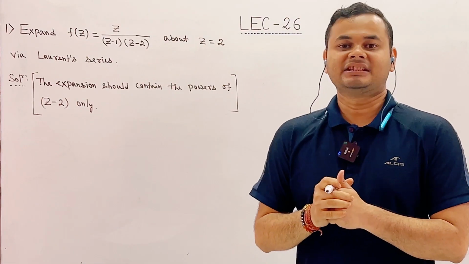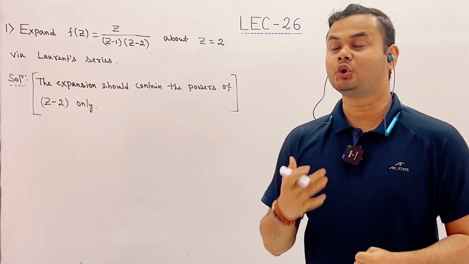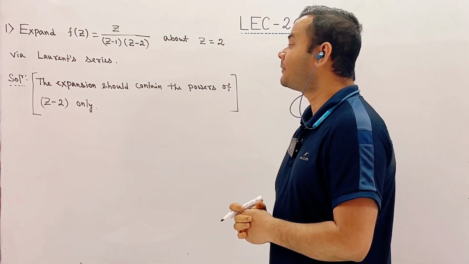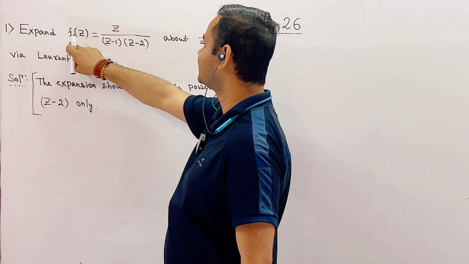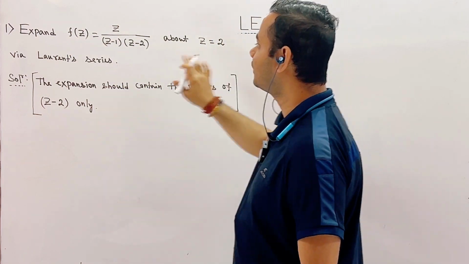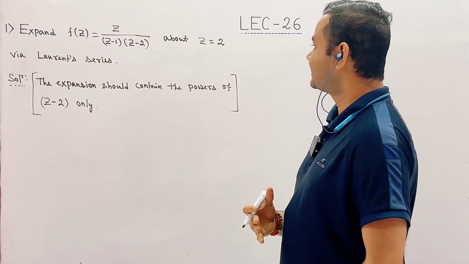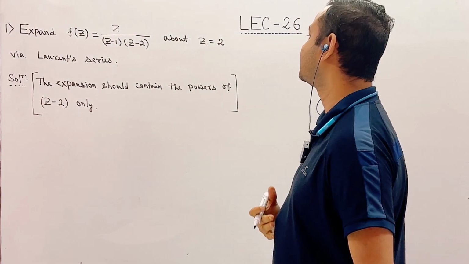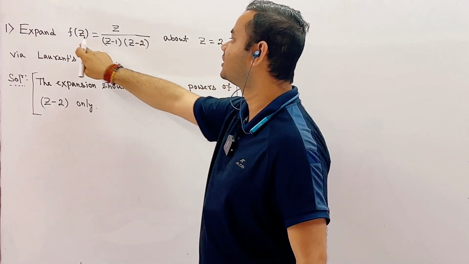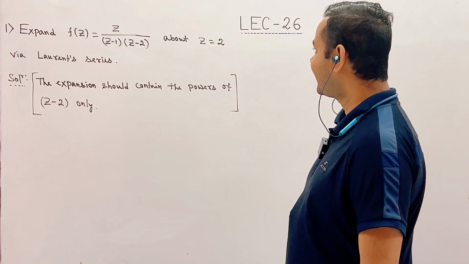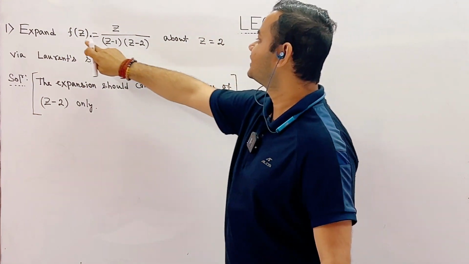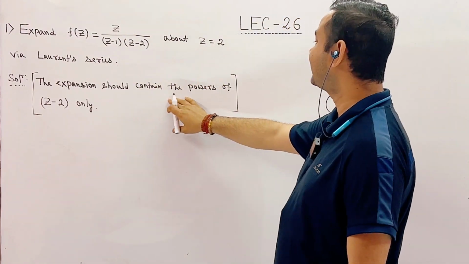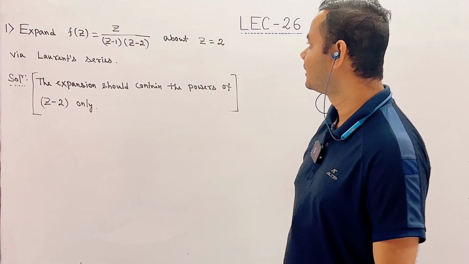Okay? Now, let us solve 2 numerical problems to understand this theory part. Problem number 1. The problem number 1 says we have to expand this function about z equal to 2 via Laurent series. Students, here we have seen that z equal to 2 is a singular point, because if we put z equal to 2 here, then this function becomes infinite. Again, since we need to expand this function about z equal to 2, so therefore the expansion should contain the powers of z minus 2 only. Now let us solve.